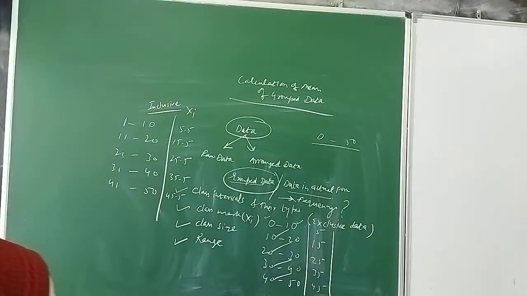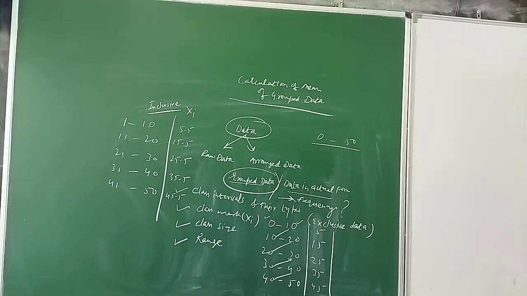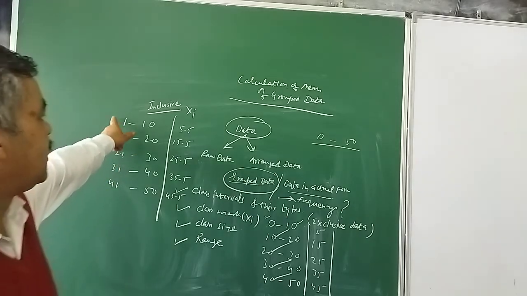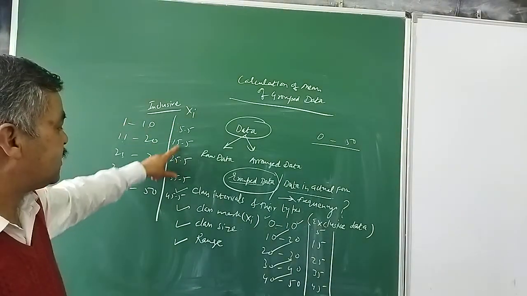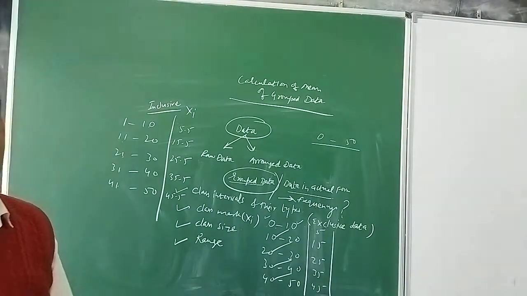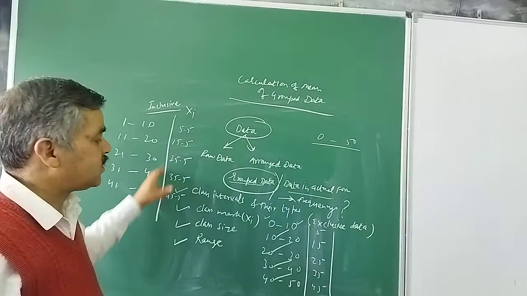Now I will make one thing very clear to you: the definition of class size. Sometimes we say it is the difference between the class limits, but that is a bit controversial. No doubt that is true for exclusive data, where you can consider upper limit minus lower limit, but it is not true for inclusive data. Here upper limit minus lower limit is 9, while the difference between the successive class marks is 10. So the size I have to take is the difference between the successive class marks.